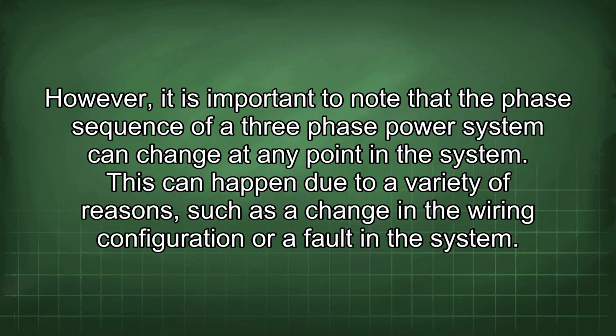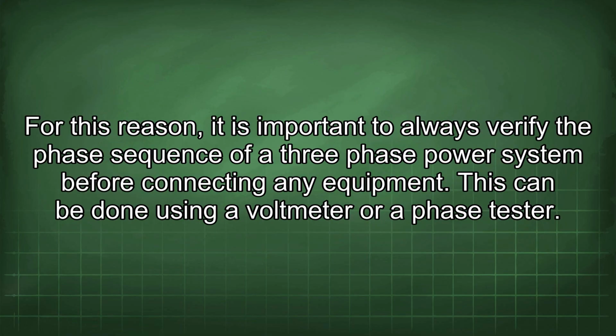However, it is important to note that the phase sequence of a three-phase power system can change at any point in the system. This can happen due to a variety of reasons, such as a change in the wiring configuration or a fault in the system. For this reason, it is important to always verify the phase sequence of a three-phase power system before connecting any equipment. This can be done using a voltmeter or a phase tester.